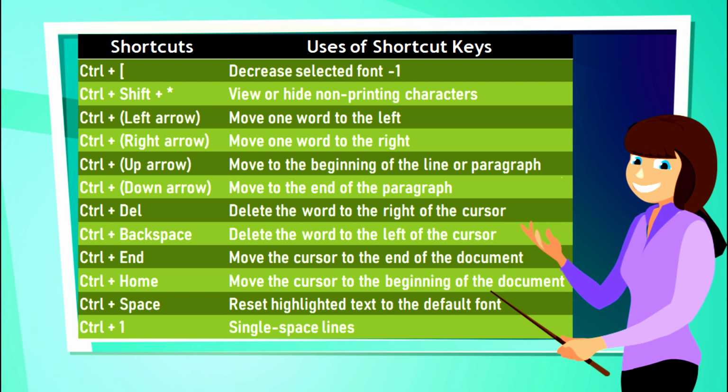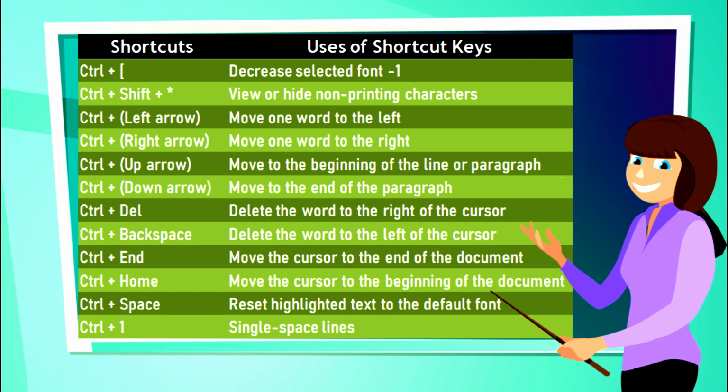Ctrl+, left arrow, move one word to the left. Ctrl+, right arrow, move one word to the right. Ctrl+, up arrow, move to the beginning of the line or paragraph. Ctrl+, down arrow, move to the end of the paragraph.